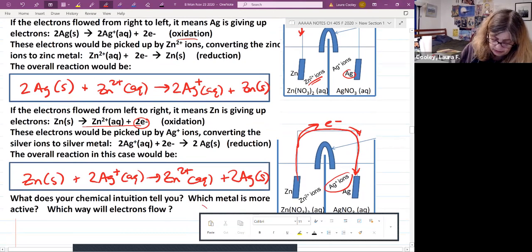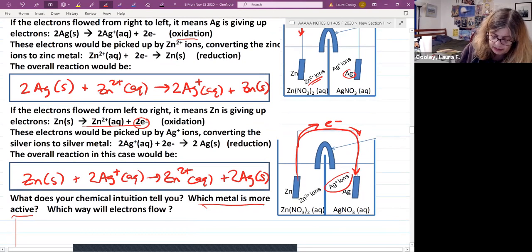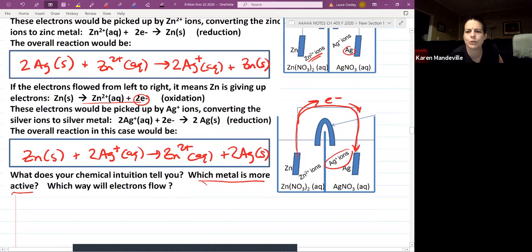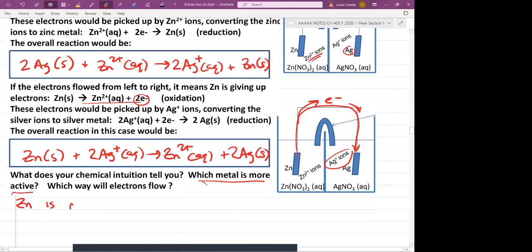So which metal is more active? Which way will the electrons flow? Do you know? Isn't the zinc more active? Yeah, from left to right. So zinc is more active.